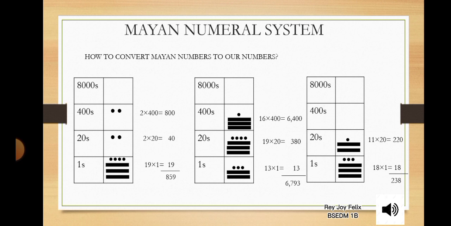So here we go. The next column is we have 800,000 and 400, 20 and 1. So same process. 1 dot plus 2 bars equals to 11. 11 times 20 equals to 220. So the next one is 3 bars plus 3 dots is equals to 18. 18 times 1 equals to 18. So let's add again. 220 plus 18 is equals to 238.